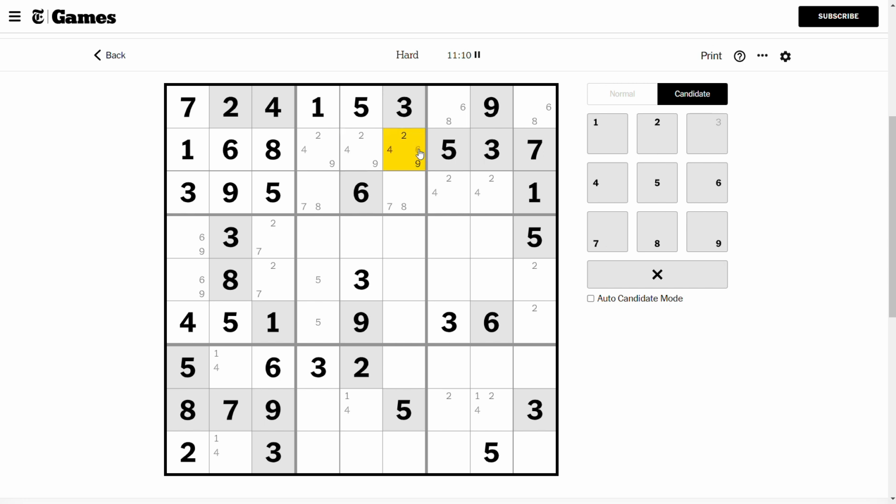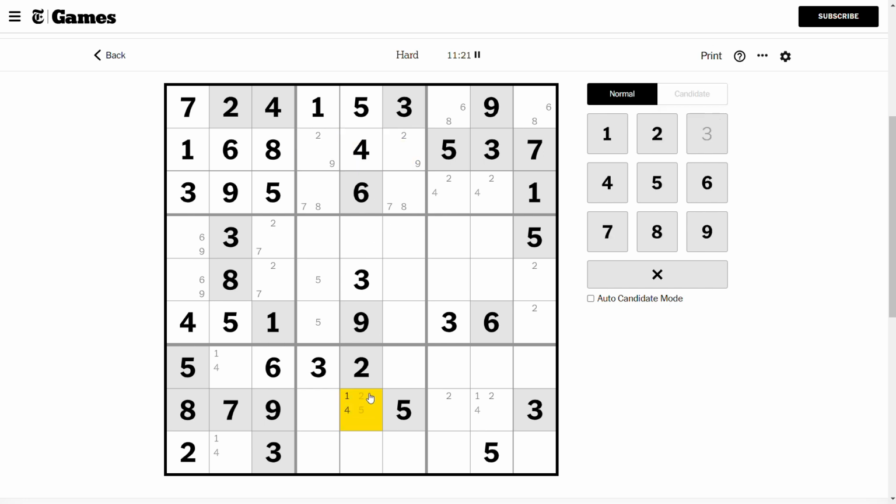I'm pressing the wrong buttons. Okay, so 2, 4, 9. But this cell sees 2 and 9. So actually, this cell must be a 4, leaving a 2, 9 pair behind. This 4 points down, eliminating 4 from this cell. Now this must be a 1.